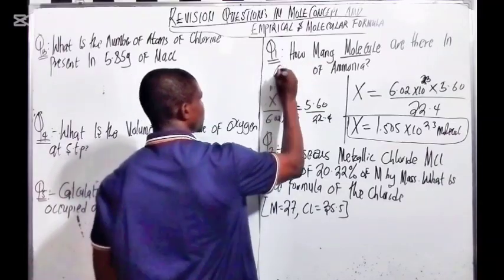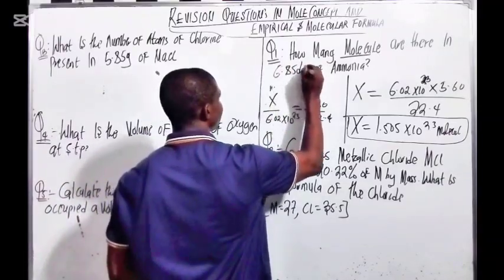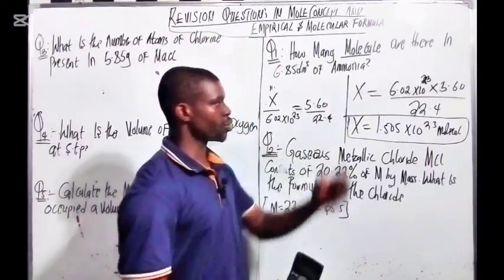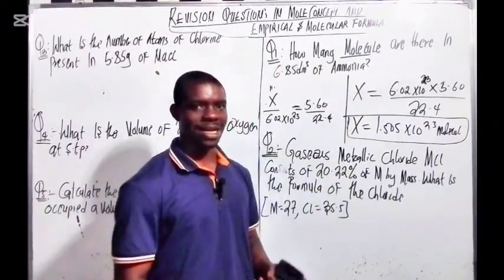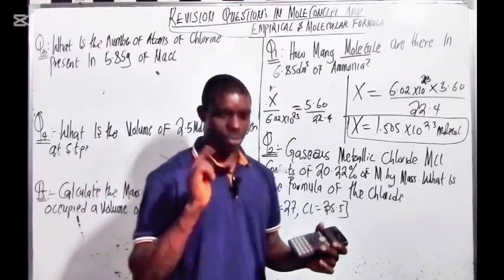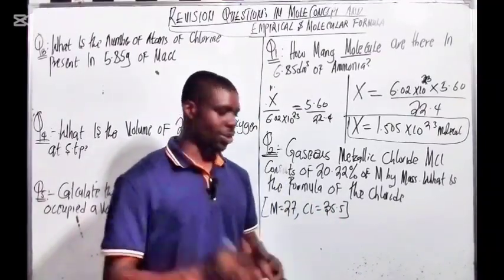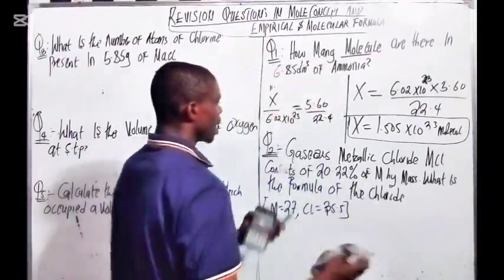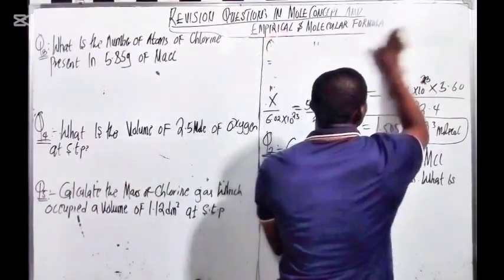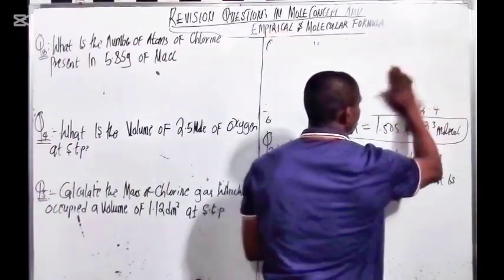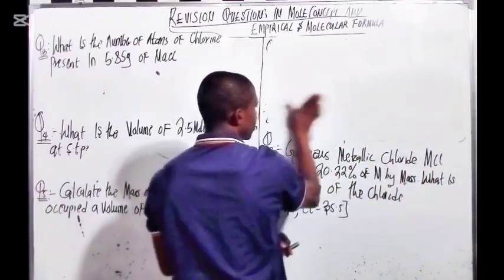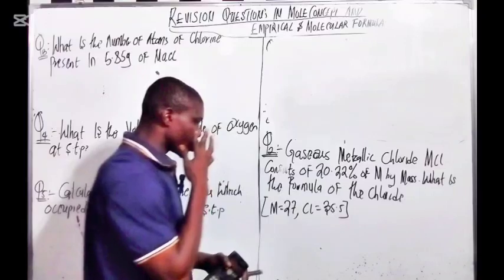Let me just say 6.85 dm³. Do you understand? So use this value here to do the calculation. I'll leave your answer in the comment section. I believe you are going to do that, right? So now let me wipe this place here so I can see space to solve other questions. So let's look at this one here.